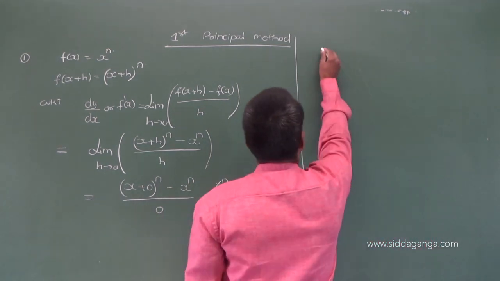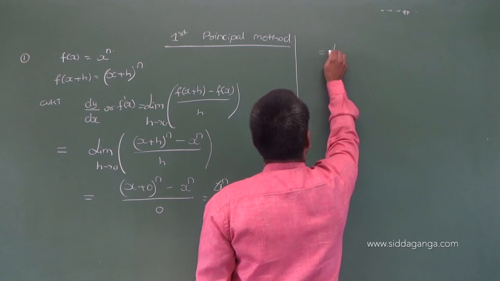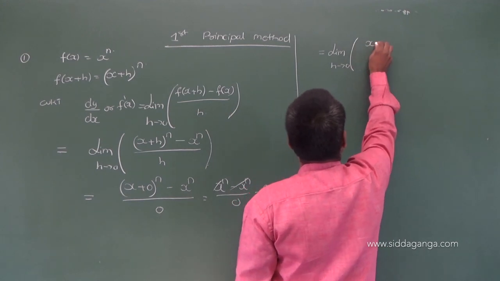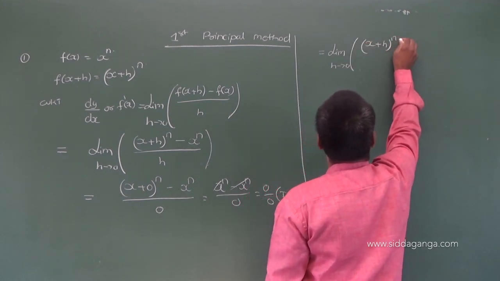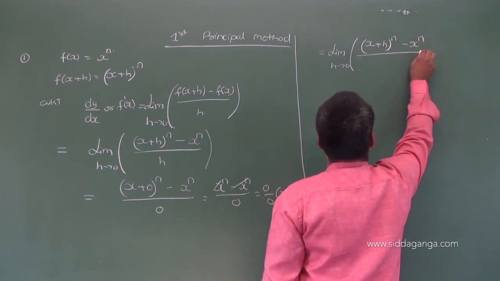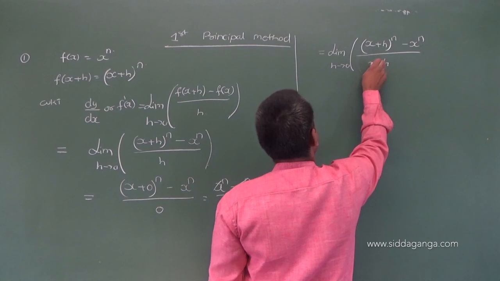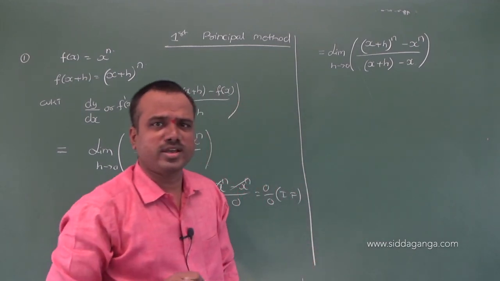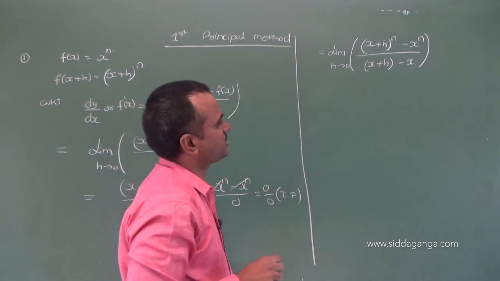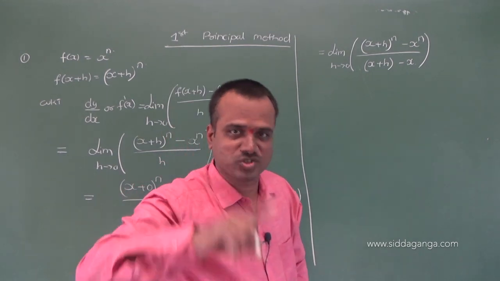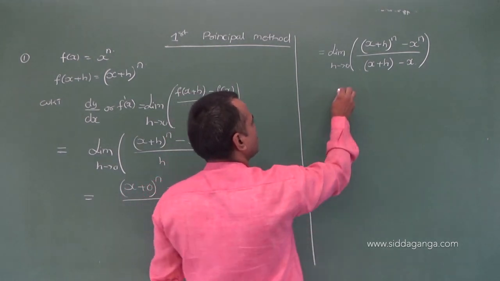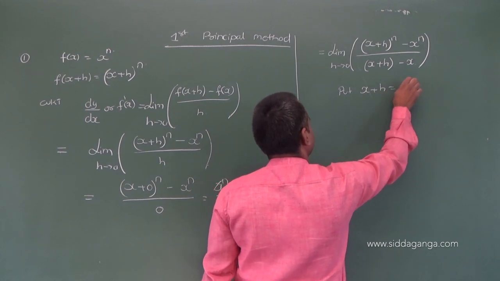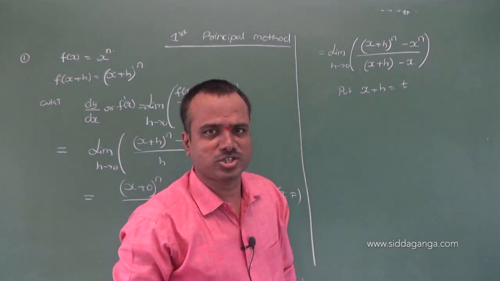So that is equal to limit h tends to 0, x plus h whole to the power n minus x to the power n divided by h. Same procedure that I followed in x square. So we solve by the substitution method. Put x plus h is equal to t.